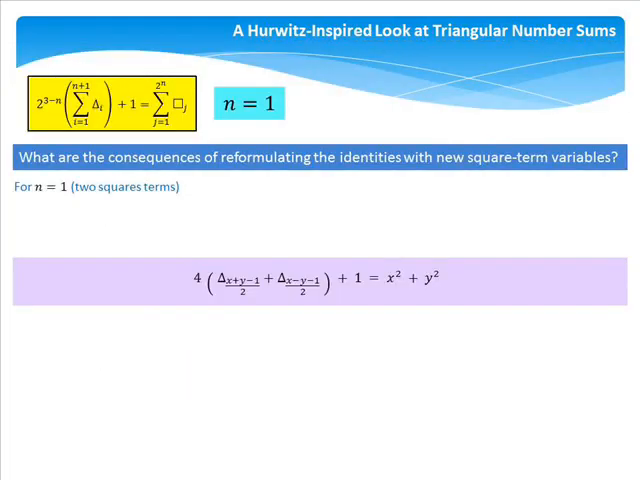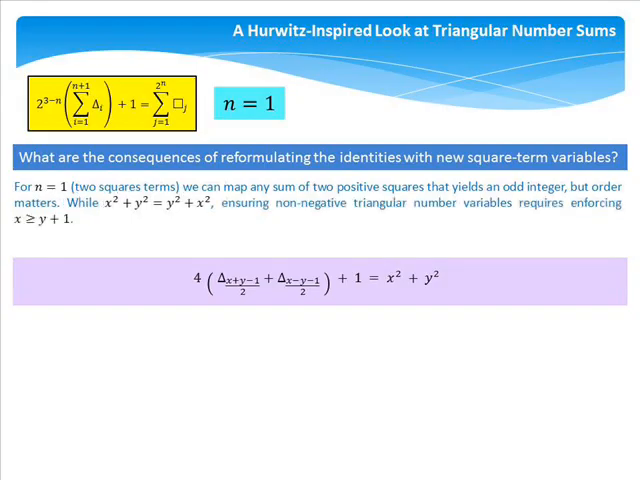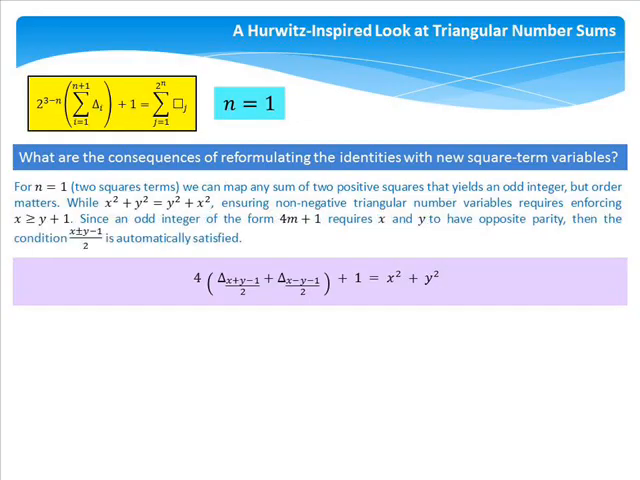For n equal 1, that is, two square terms, we can map any sum of two positive squares that yields an odd integer, but order matters. While x squared plus y squared is equal to y squared plus x squared, ensuring non-negative triangular number variables requires enforcing that x is equal or bigger than y plus 1. Since an odd integer of the form for n+1 requires x and y to have opposite parity, then the condition x plus minus y minus 1 all over 2 is automatically satisfied.